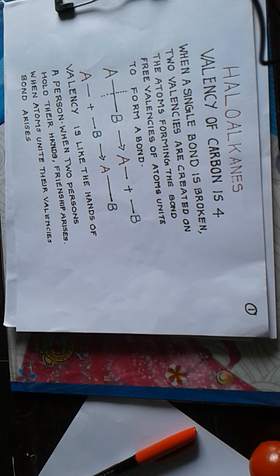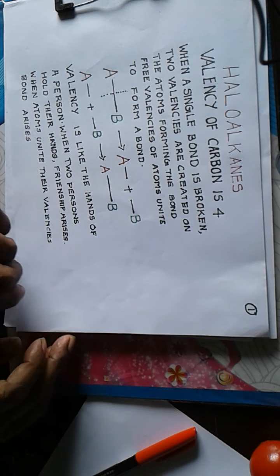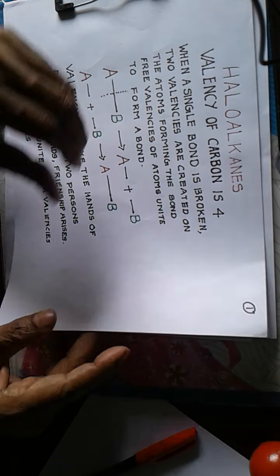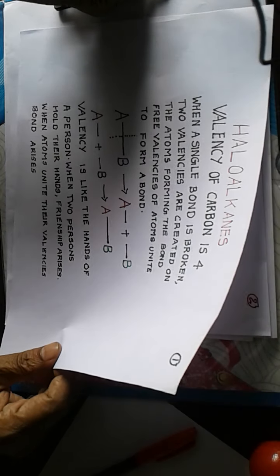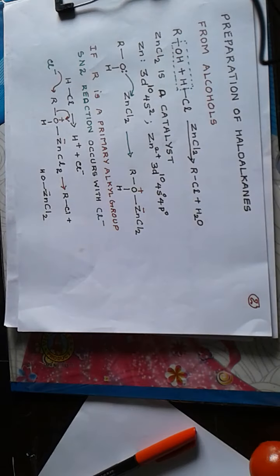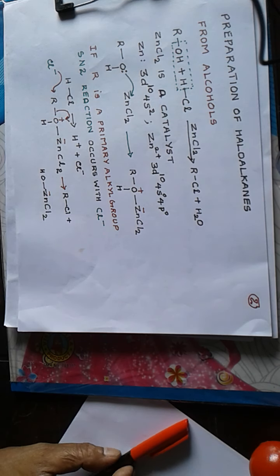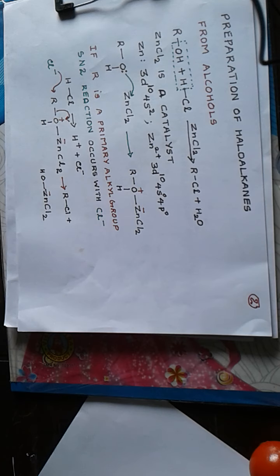That is, the valency of carbon is 4, and when a bond is broken between two atoms, free valencies are created over the atoms, and when two atoms with their free valencies combine, a bond is formed. So these two simple principles are to be followed in organic chemistry. Now coming to the preparation of haloalkanes, starting from alcohol.